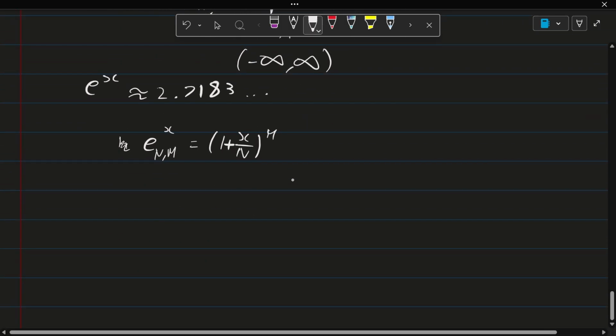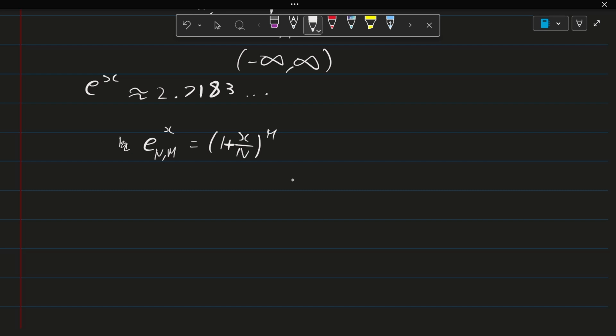So if you actually try to find certain values when n or m goes to infinity, you would see certain values of this e_{n,m} to the power of x. One value is if you set n going to infinity, keeping m fixed, you would get the value to be 1, because this term will no longer exist, so you would only have 1 to the power of m.